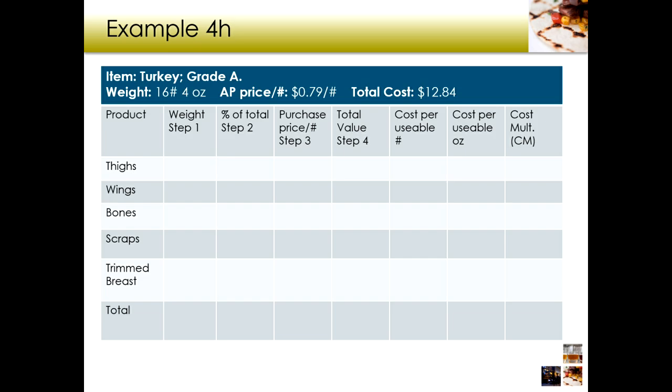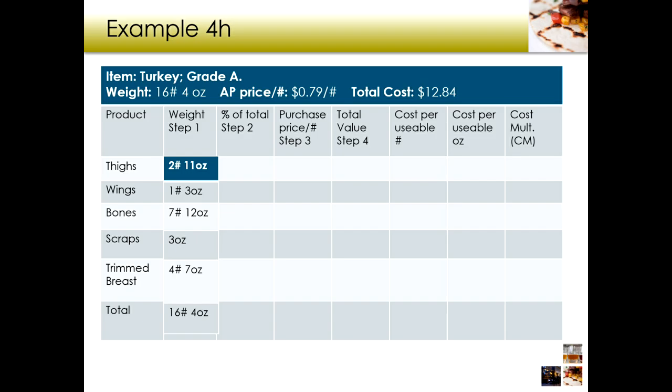Okay, so the first step that we would do in the kitchen is we would take our turkey and cut it up, and we would separate all the pieces into their separate piles and weigh them individually. So for example, the turkey thighs, we would cut all the thighs off and put them in a bowl and weigh them. We would cut our wings off, put them in a bowl and weigh them, then bones, scraps, and then our trim breast that we wanted as a whole.